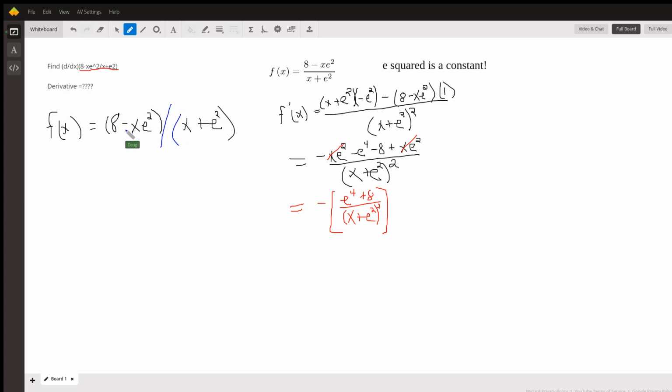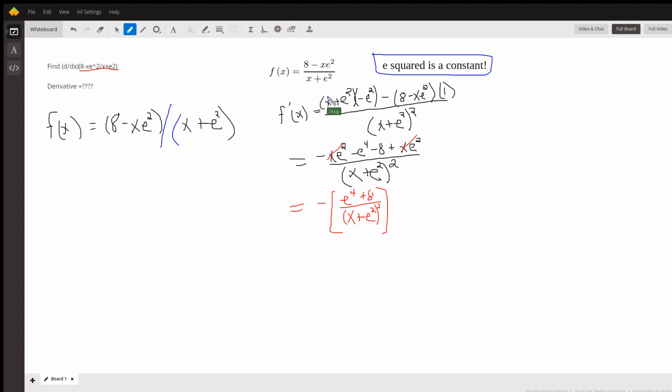The numerator 8 minus x e times e squared divided by the quantity x plus e squared. And the thing to remember here when you find the derivative, that e squared is a constant, just like any other real number. So we have to use the quotient rule because we have a function of x in the numerator and in the denominator.